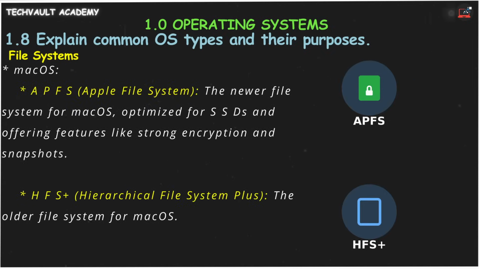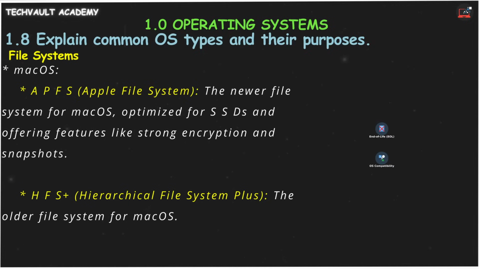macOS: APFS, Apple File System, the newer file system for macOS, optimized for SSDs and offering features like strong encryption and snapshots. HFS Plus, Hierarchical File System Plus, the older file system for macOS.